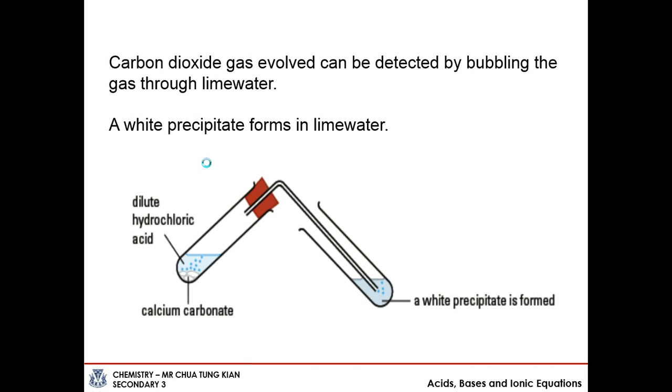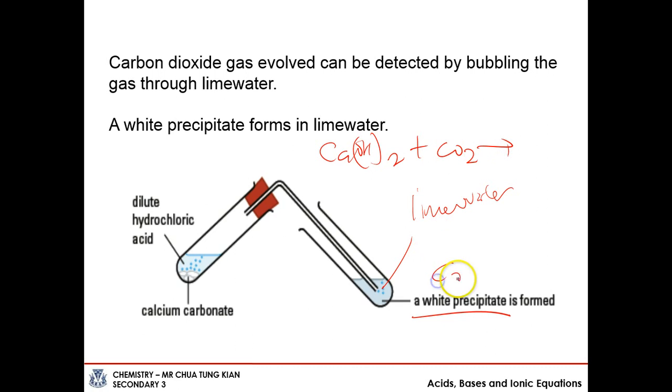And to test for carbon dioxide, we can bubble it into lime water and it gives us a white precipitate. Do you know what is this white precipitate? Make a guess. Lime water is CaOH2, calcium hydroxide. So when we bubble in carbon dioxide, the precipitate we get is actually calcium carbonate. So this is the white precipitate that is formed.